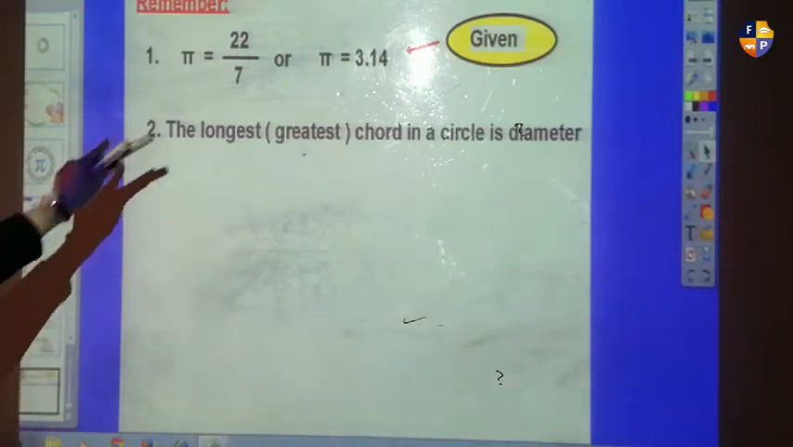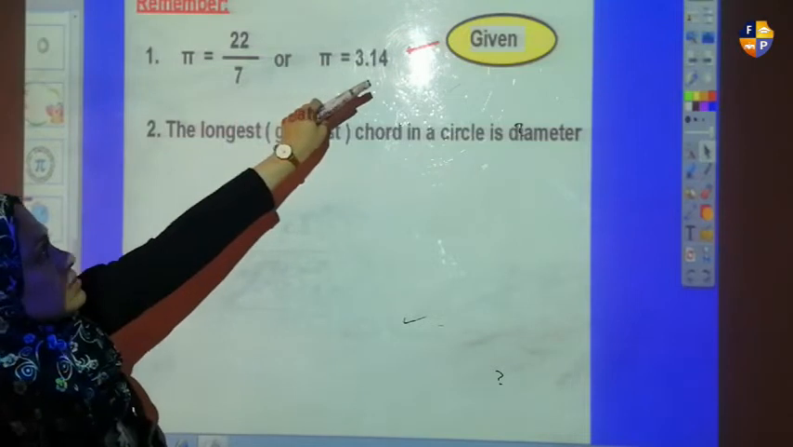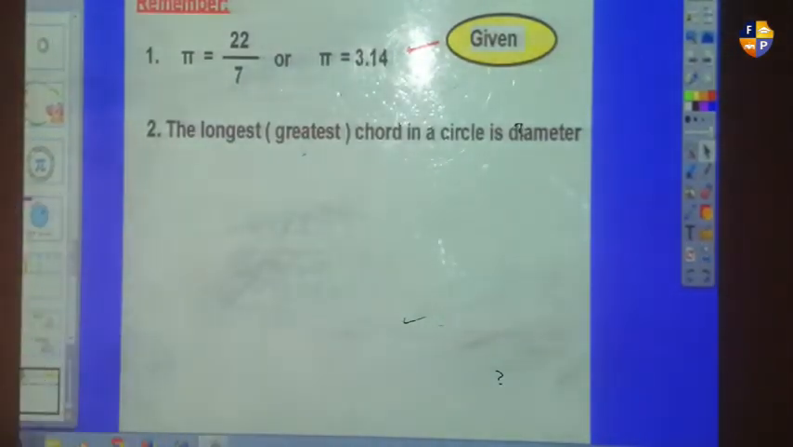Like we said before, remember that pi is 22 over 7 or 3.14, and this is a constant value. The longest chord is the diameter, like we said before.